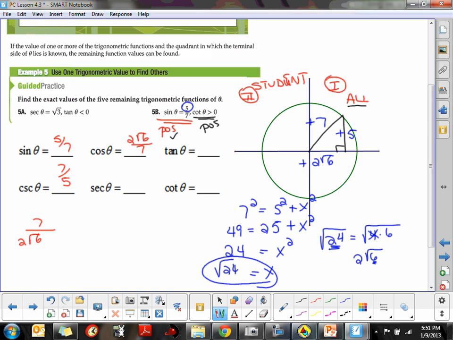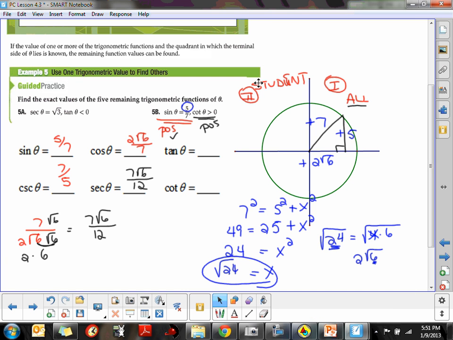Then we're going to rationalize. Multiply top and bottom by the square root of 6. This is 7 square root of 6 all over 2 times 6, which is 12. So it's going to be 7 square roots of 6 all over 12. Just to get that 12, square root of 6 times square root of 6 is 6, so 2 times 6 is 12.